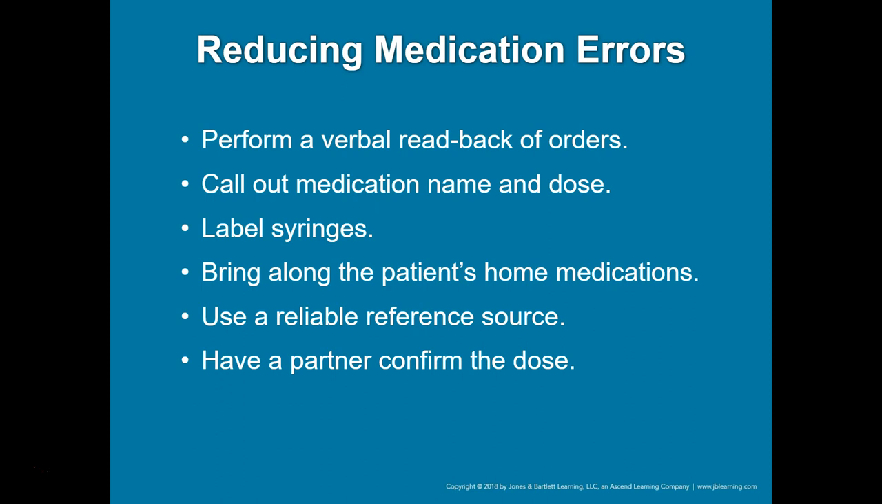Bring along the patient's home medications. If you want to, a medication list is better. You don't really want to be liable for all those medications. If you can get a list, that's even better. But this is just one way, if they're going to a new hospital that they haven't been to before and they're going to be seeing a new provider, that provider can look over that list of home medicines, and give medicines that aren't going to interact as much with that.